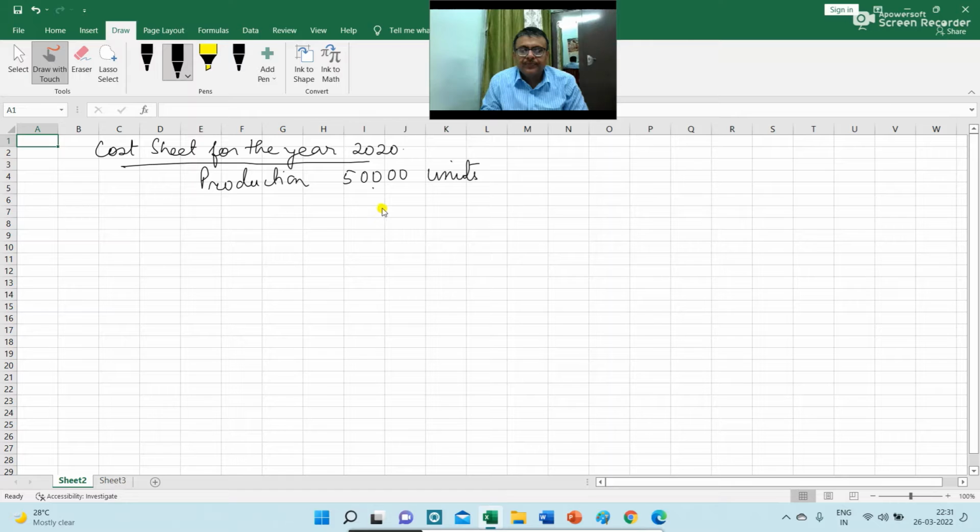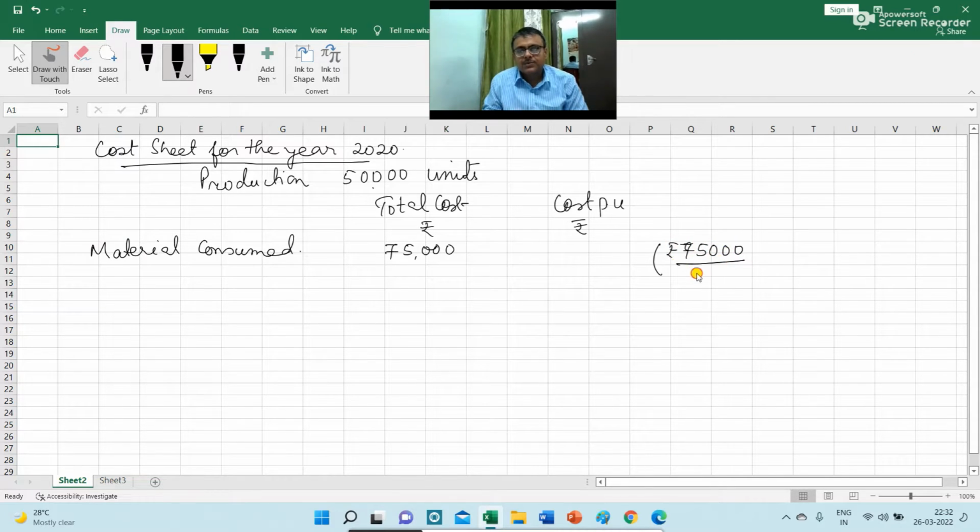So here I am writing the total cost and the cost per unit. It is given in the question that the material consumed is 75,000. So what is the cost per unit? This is rupees 75,000 divided by 50,000 units. So this is 1.50.